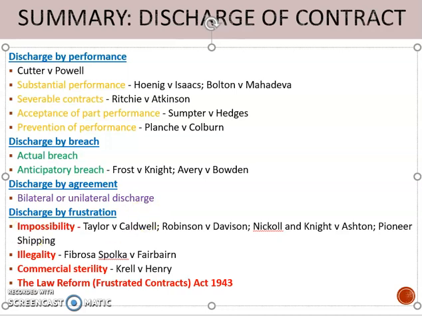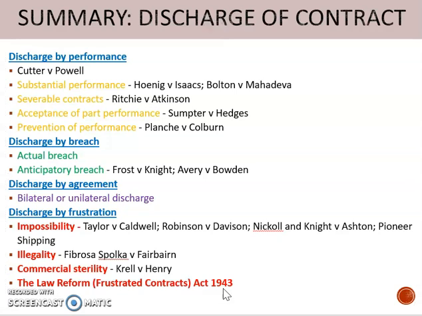And there are different ways that frustration can happen: through impossibility, illegality, commercial sterility. And in a situation where you have got frustration occurring, the Law Reform (Frustrated Contracts) Act 1943 sets out what will happen in terms of reimbursing people for deposits, etc., that have been made prior to the frustrating event occurring. So that's a really quick recap.